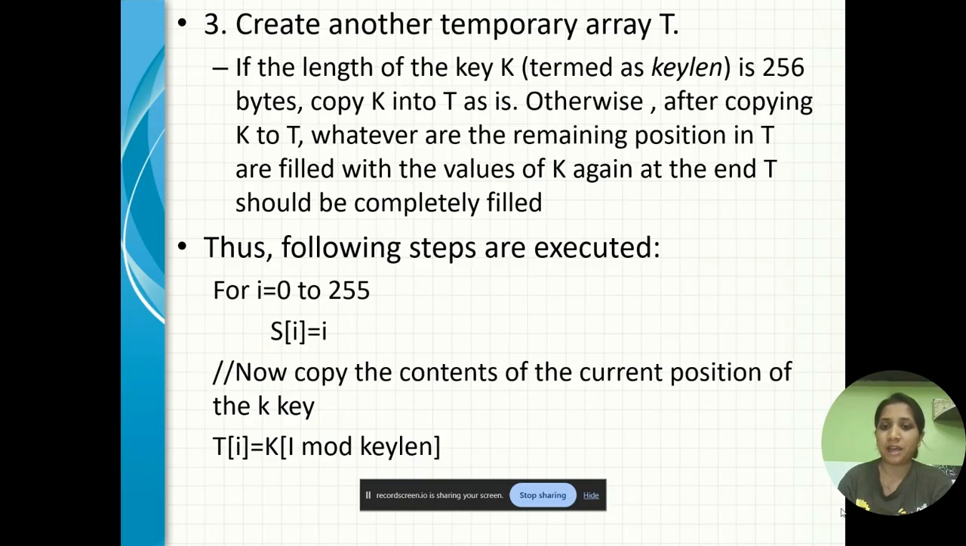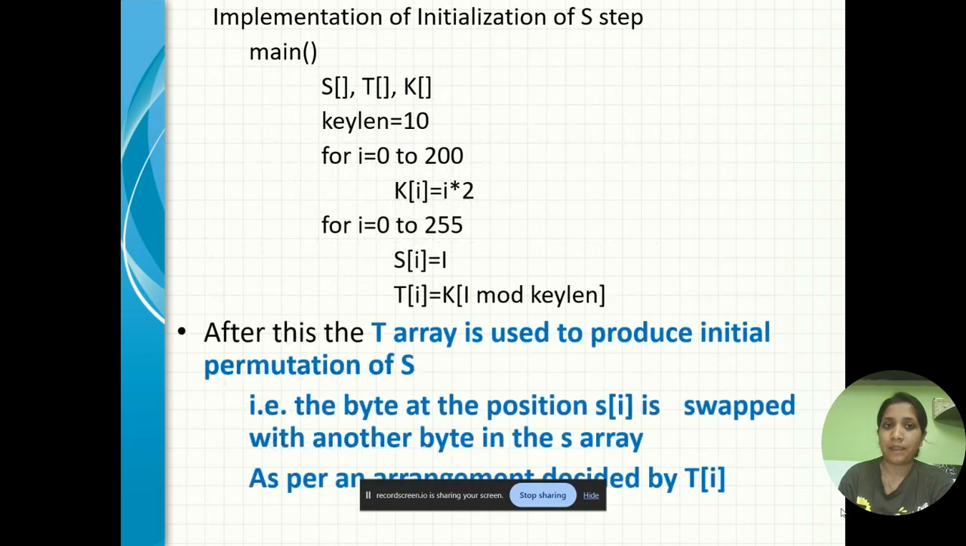Thus, the following steps are executed. For i equals 0 to 255, S[i] equals i. Now copy the contents of the current position of key K: T[i] equals K[i mod Klen]. As an implementation of the initialization of S step: Klen equals 10, for i equals 0 to 200, K[i] equals i times 2. For i equals 0 to 255, S[i] equals i, and T[i] equals K[i mod Klen].